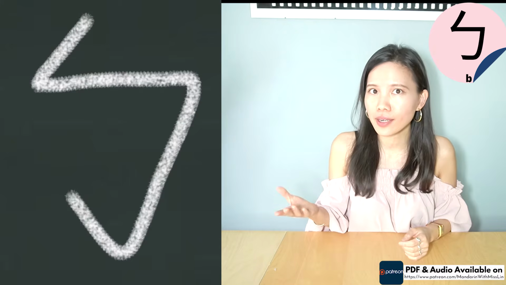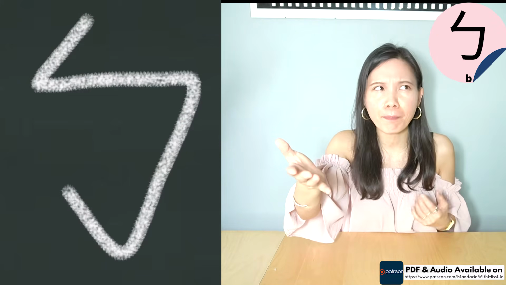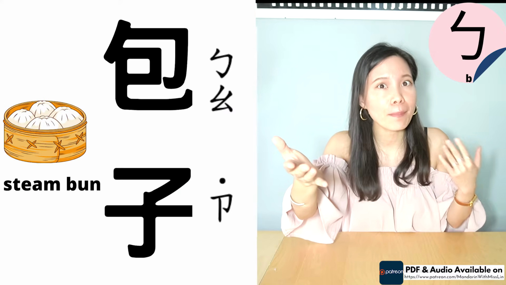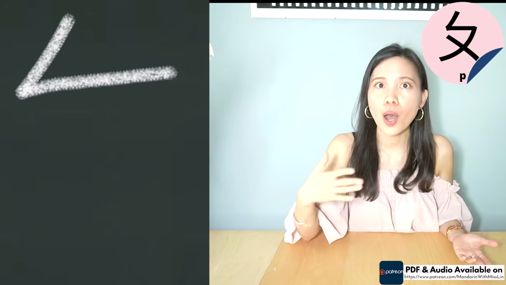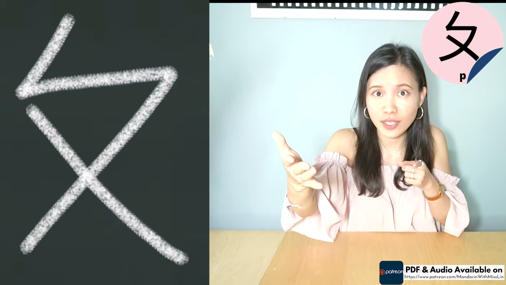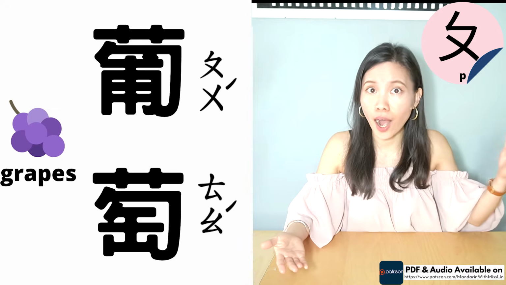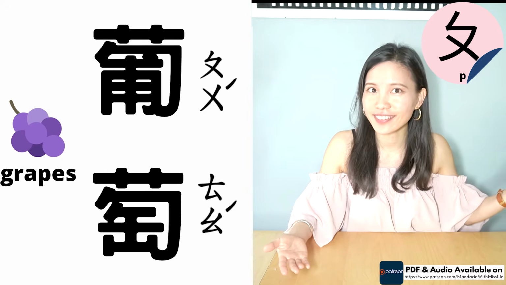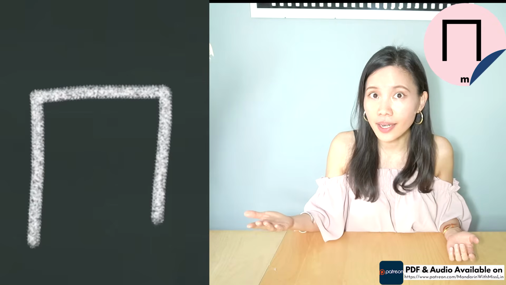B, b, b, b. What word has b in it? 包子，包子。The next one, p, p, p. Can you feel the air coming out? P, 葡萄，葡萄。m, m, m.